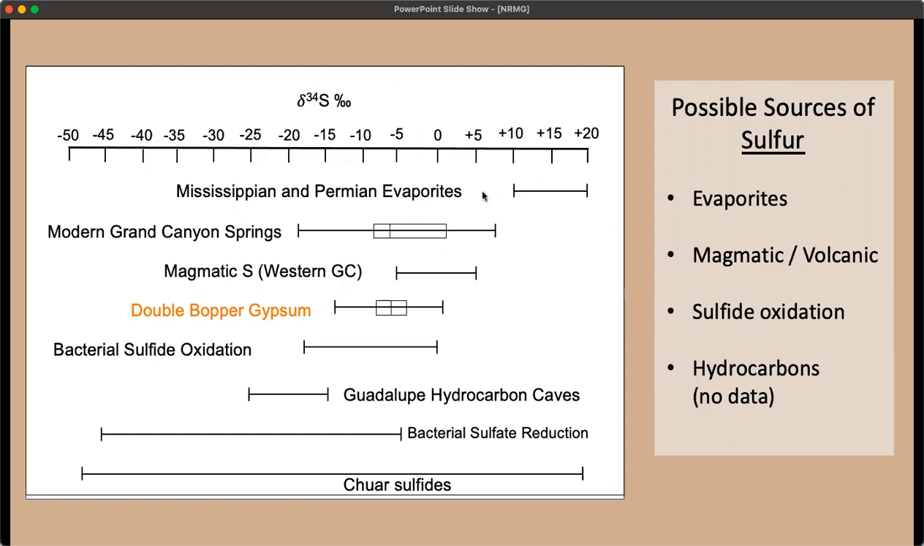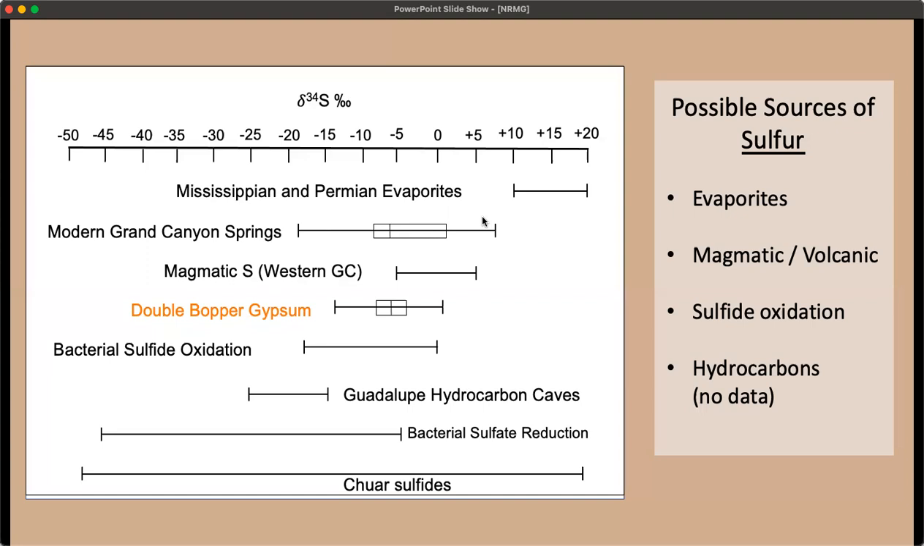But these salts range very isotopically light, from around +10 to +20 per mil. So it's definitely not from evaporites or salts in overlying or underlying units. Now, modern Grand Canyon springs have a pretty wide range of values, and that's interesting because what we're probably seeing is that mixture of hypogenic and epigenic fluids, and we're seeing that signal in the isotopic range.